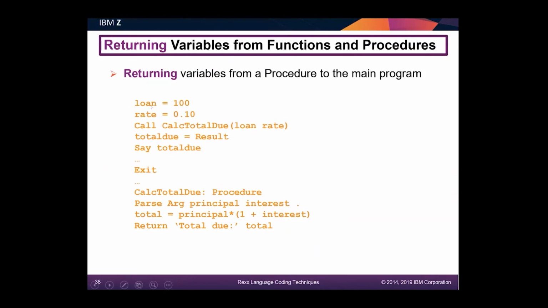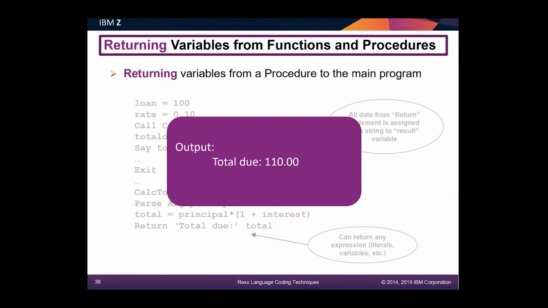So in this example, I'm doing the same calls, the same calculations. I'm saying total due is equal to result, but now remember, result is this whole string. So now my say statement is just total due because it already contains this whole string of total due and then the actual total of 110. Okay? So again, I can put literals here, I can put multiple variables here, I can put anything here that Rexx will allow to construct this string. So the output is still the same, total due is 110 because the full text came across in the result string.